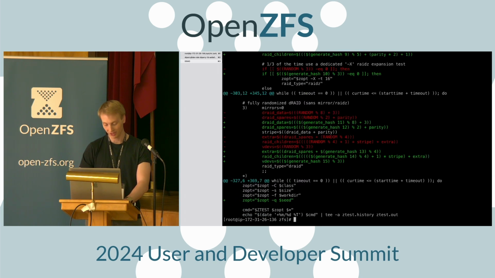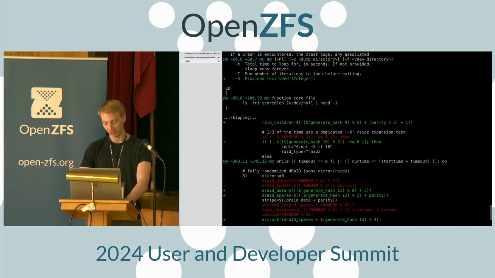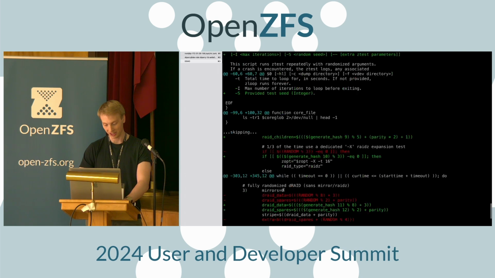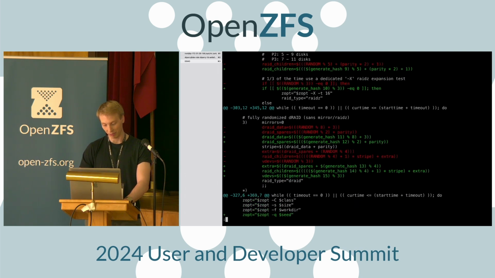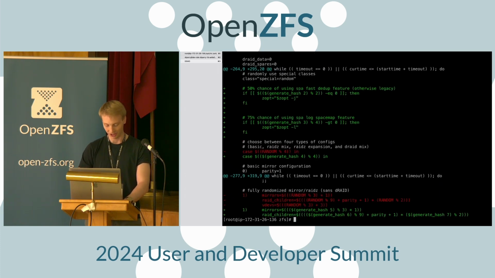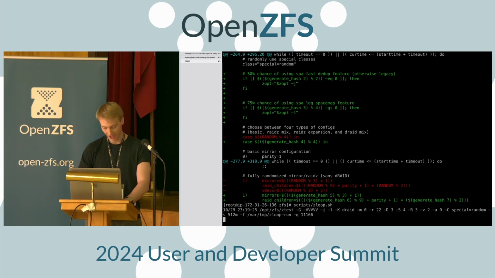And I also added some little things where, if you pass in a seed into z-test, you can regenerate the same arguments rather than copying and pasting it. So for example, if I were to do scripts zloop.sh, this was the seed that got passed in to z-test.